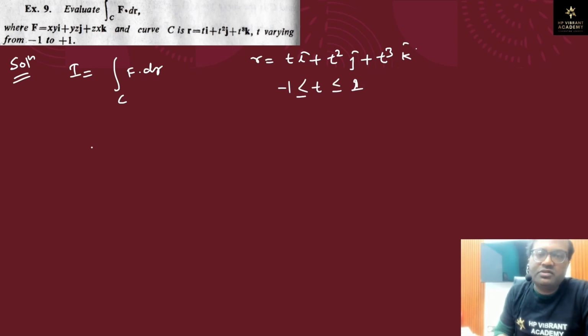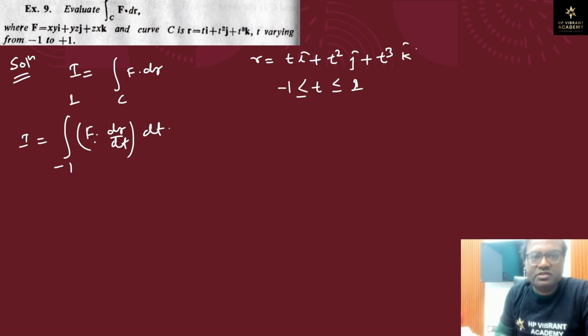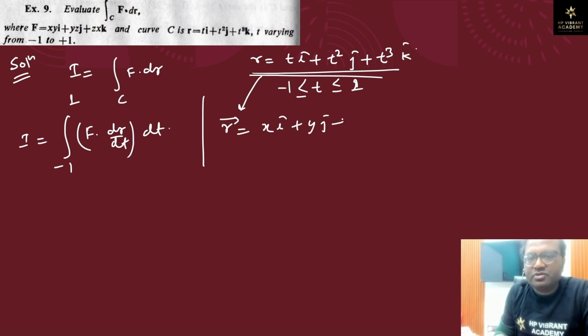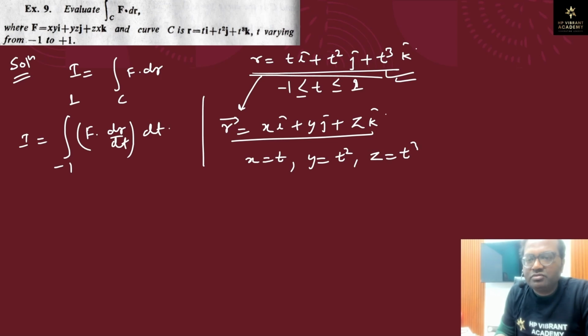Let us convert everything in terms of t. So we can write the integral as f dot dr upon dt into dt, and the limit on t will be minus 1 to 1. We have the position vector as this particular expression. In Cartesian form, we have r as x i cap plus y j cap plus z k cap. On comparing both the expressions, we have x equal to t, y equal to t square, and z equal to t cube.